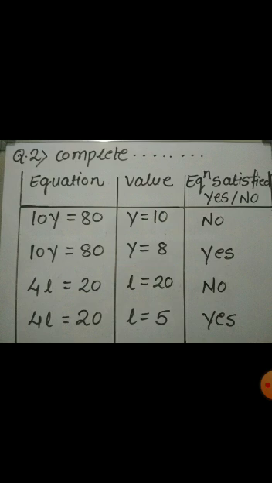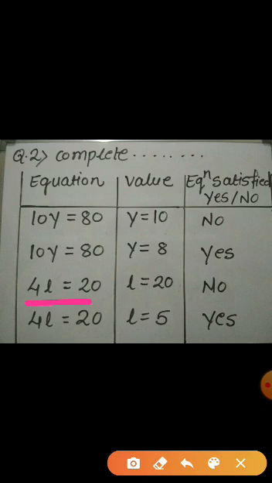Yes. Now the next equation is 4l is equal to 20. And the value of the variable, that is l is equal to 20. If you substitute l is equal to 20 in the equation, what will you get? 4 into 20, 80, not 20. It means l is equal to 20 does not satisfy the equation. So here we have to write down no.